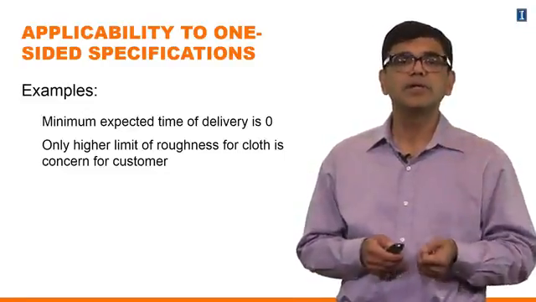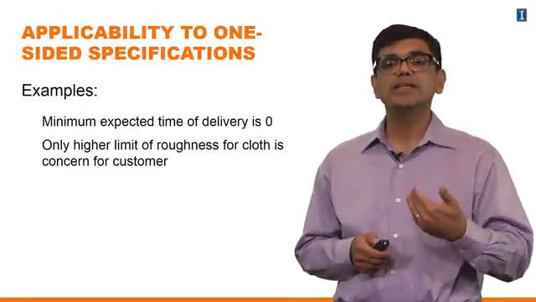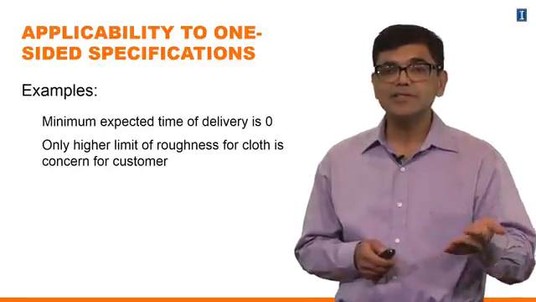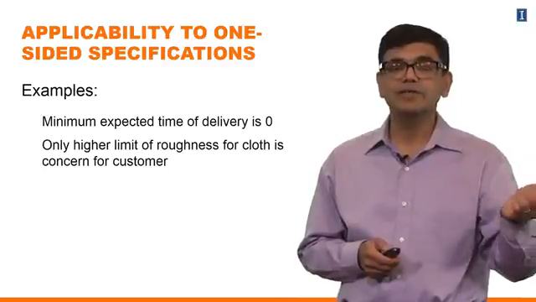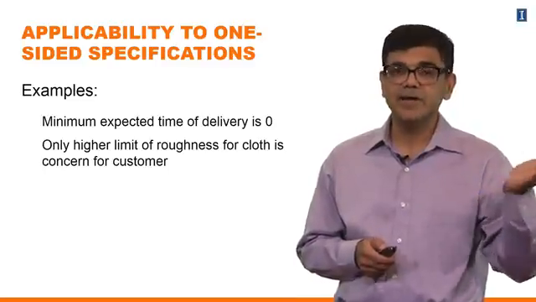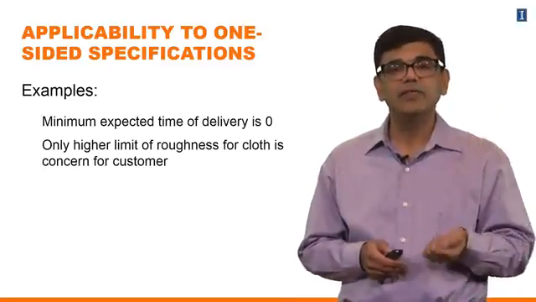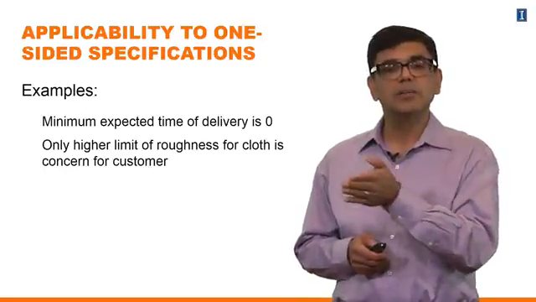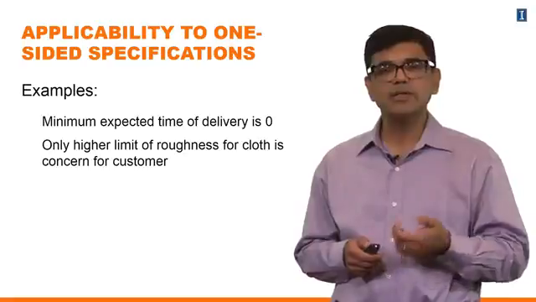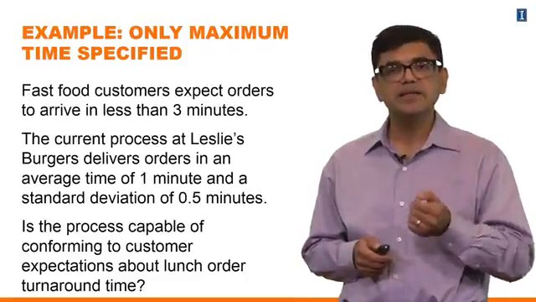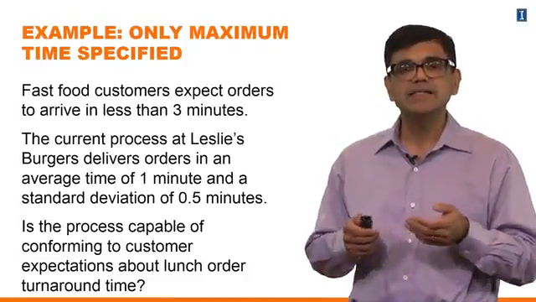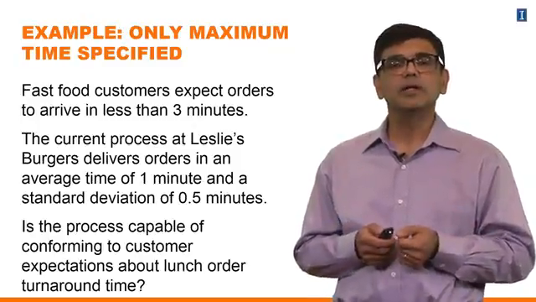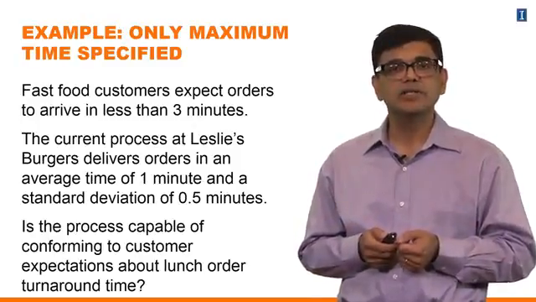Another example that you can think of is when you're looking at something like the roughness of cloth. Well, customer expectation is going to be that the roughness of cloth is not there, that it's perfect, that it's smooth, and therefore you don't have anything towards the lower specification limit. All you have is an upper specification limit that you can tolerate. So let's take a look at an example of that and see the difference in calculations there, and how you would go about looking at the process capability there.